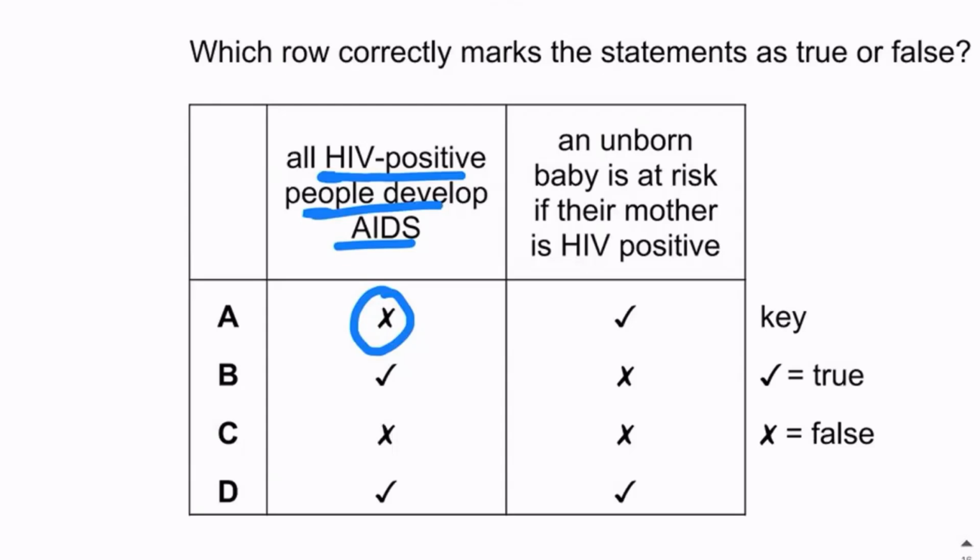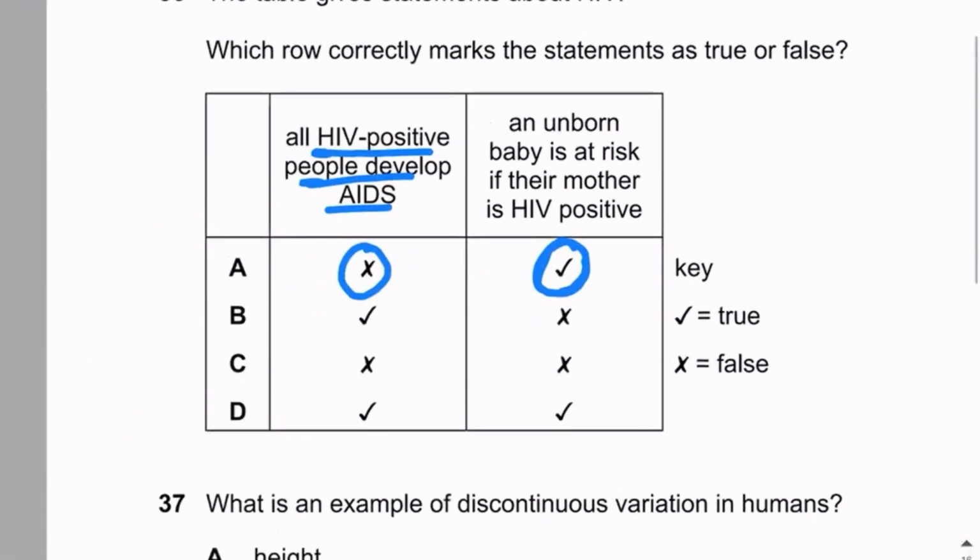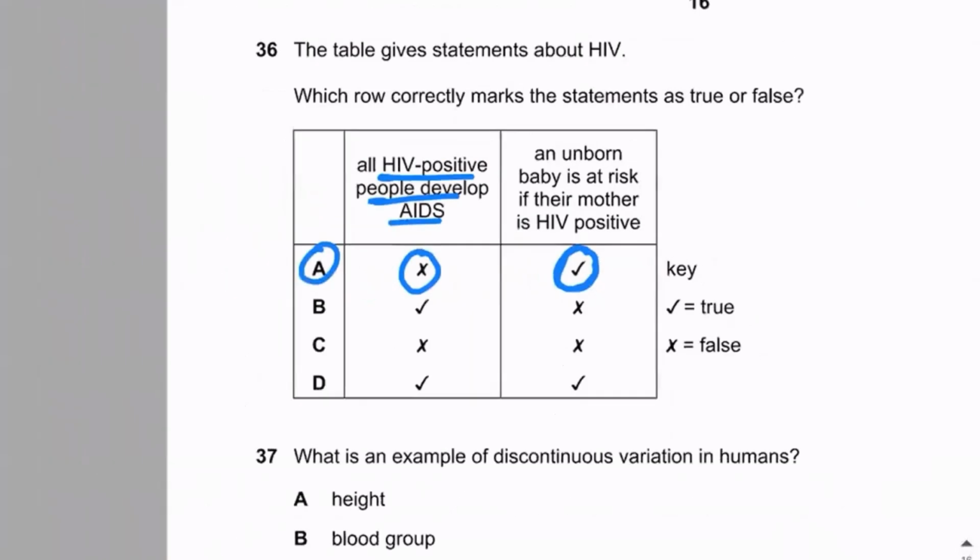Most of the people with HIV develop AIDS, but some do not, maybe because of the treatment, or maybe because of their immune system or other genetic factors. An unborn baby is at risk if their mother is HIV positive? Yes. If the mother is HIV positive, the unborn baby is definitely at risk because the HIV virus can cross the placenta and enter the unborn baby. So the answer is A.